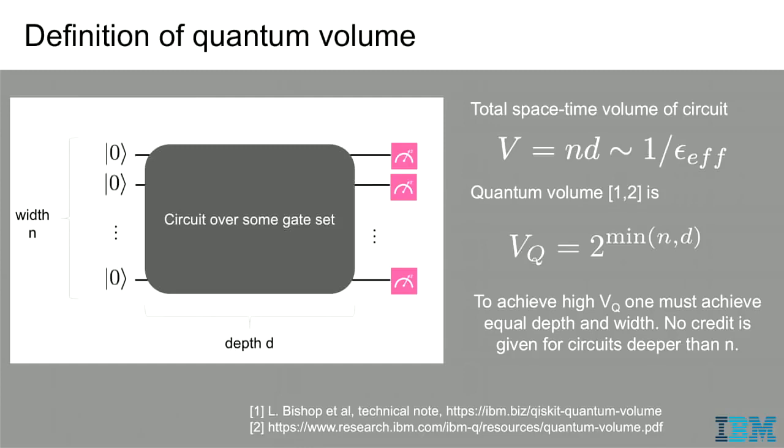And the total space-time volume of the circuit, V, is this number of qubits times the depth. And this is limited by the effective error rate, right? So what we want to come up with is a number that describes how good this device is. And so we want to come up with the largest square here. So we're going to define quantum volume as 2 to the minimum of either the number of qubits or depth.